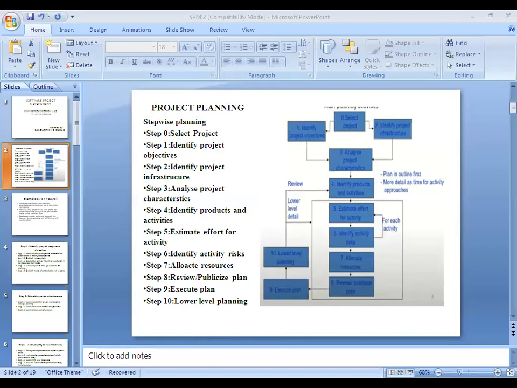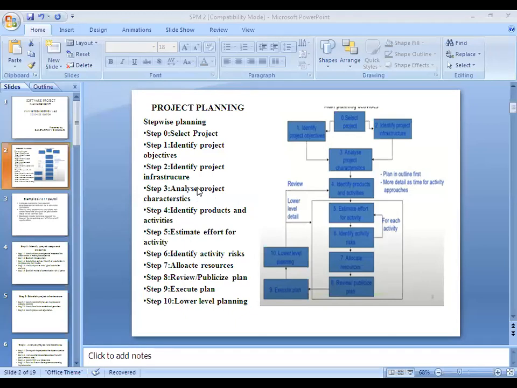So yesterday I discussed some of the stepwise planning for software project planning. In total we have 10 steps. So today I will discuss each step individually.